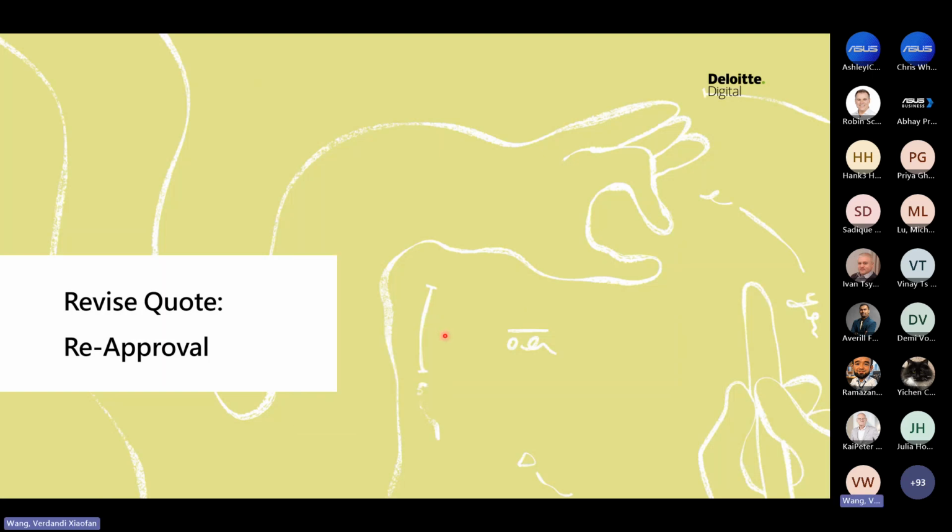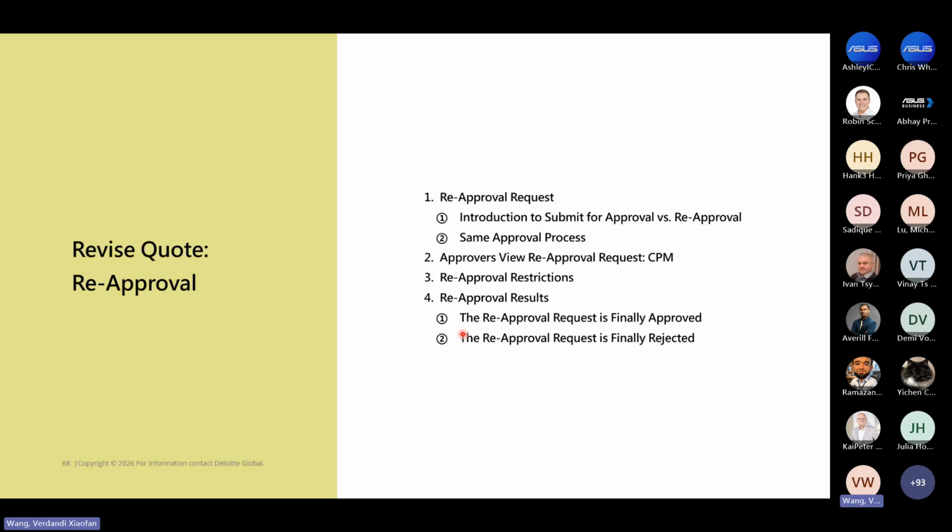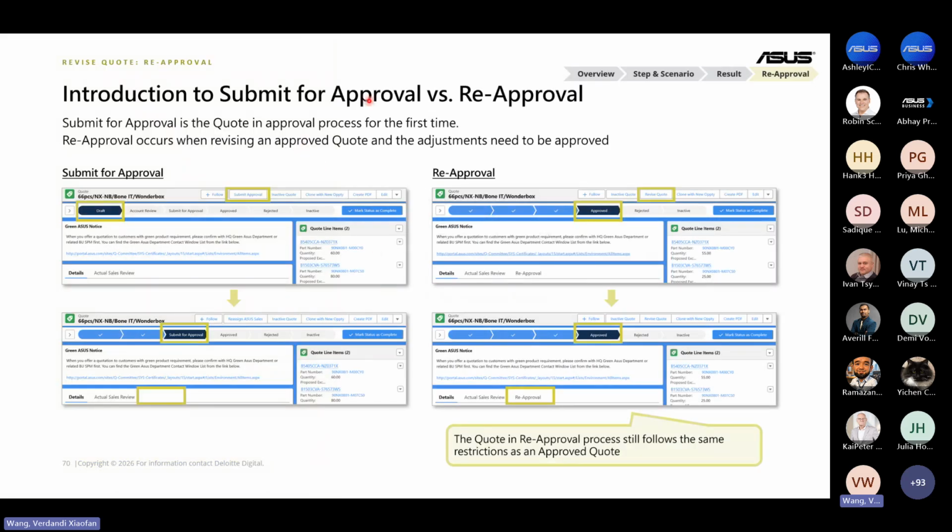Let's go back to the slide. We'll continue to introduce the reapproval process. First, we'll quickly introduce the differences between the submit for approval and reapproval process. The submit for approval is the quote in approval process for the first time. You can click the submit approval button on the draft quote page.